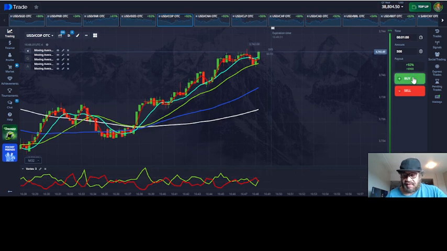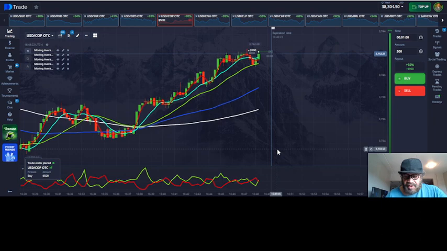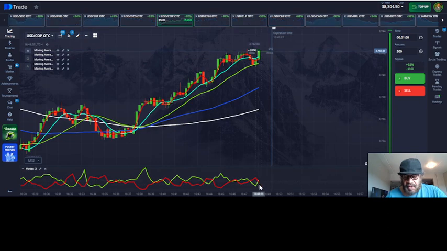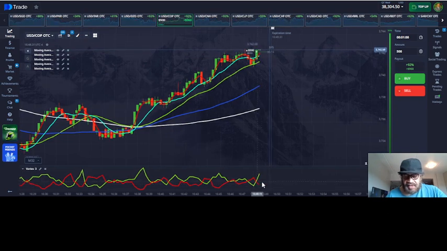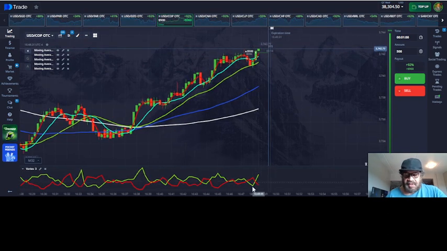Let's go ahead and take that trade here. The vortex line crosses the minus VI line on the Vortex Indicator, and there we go. See, the vortex line just crossed.